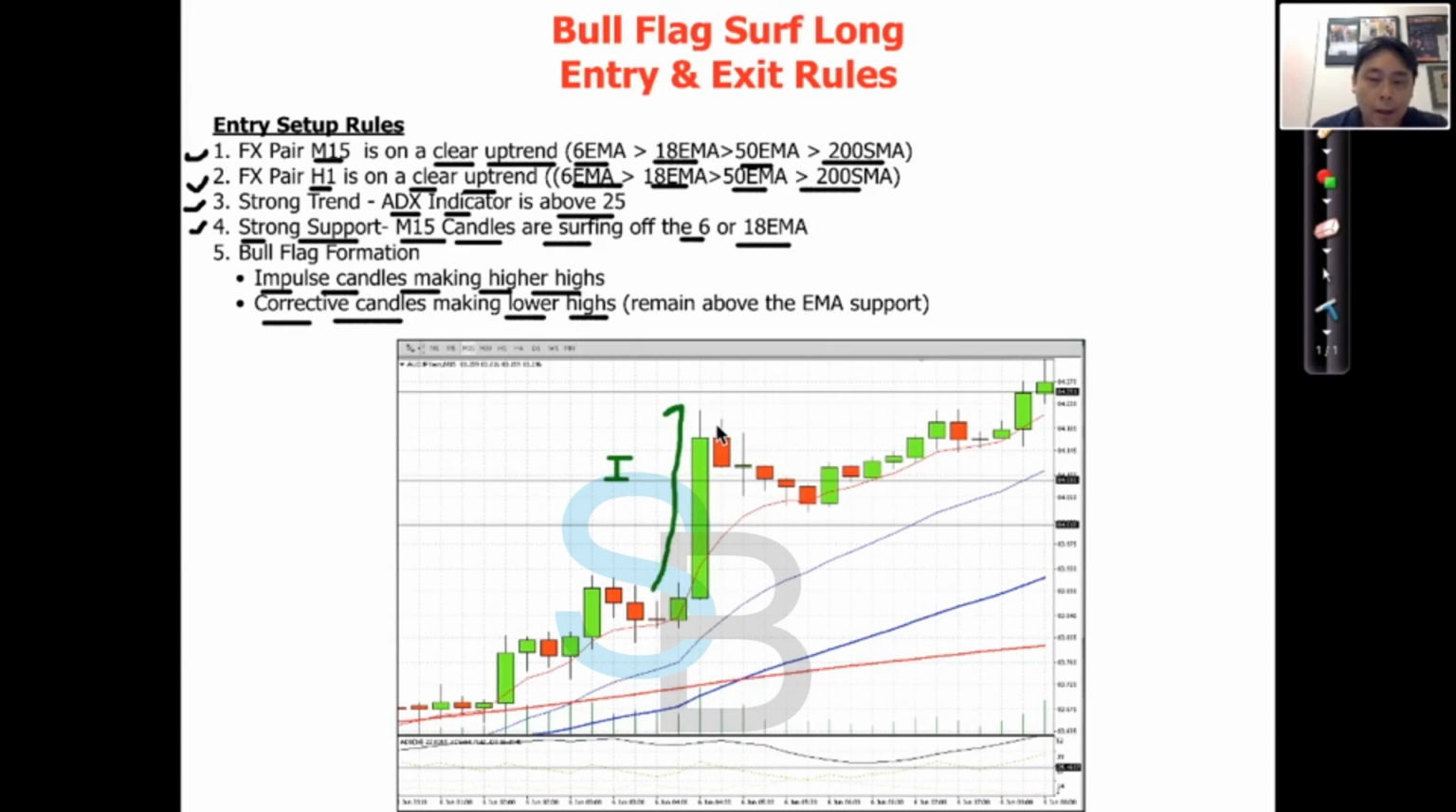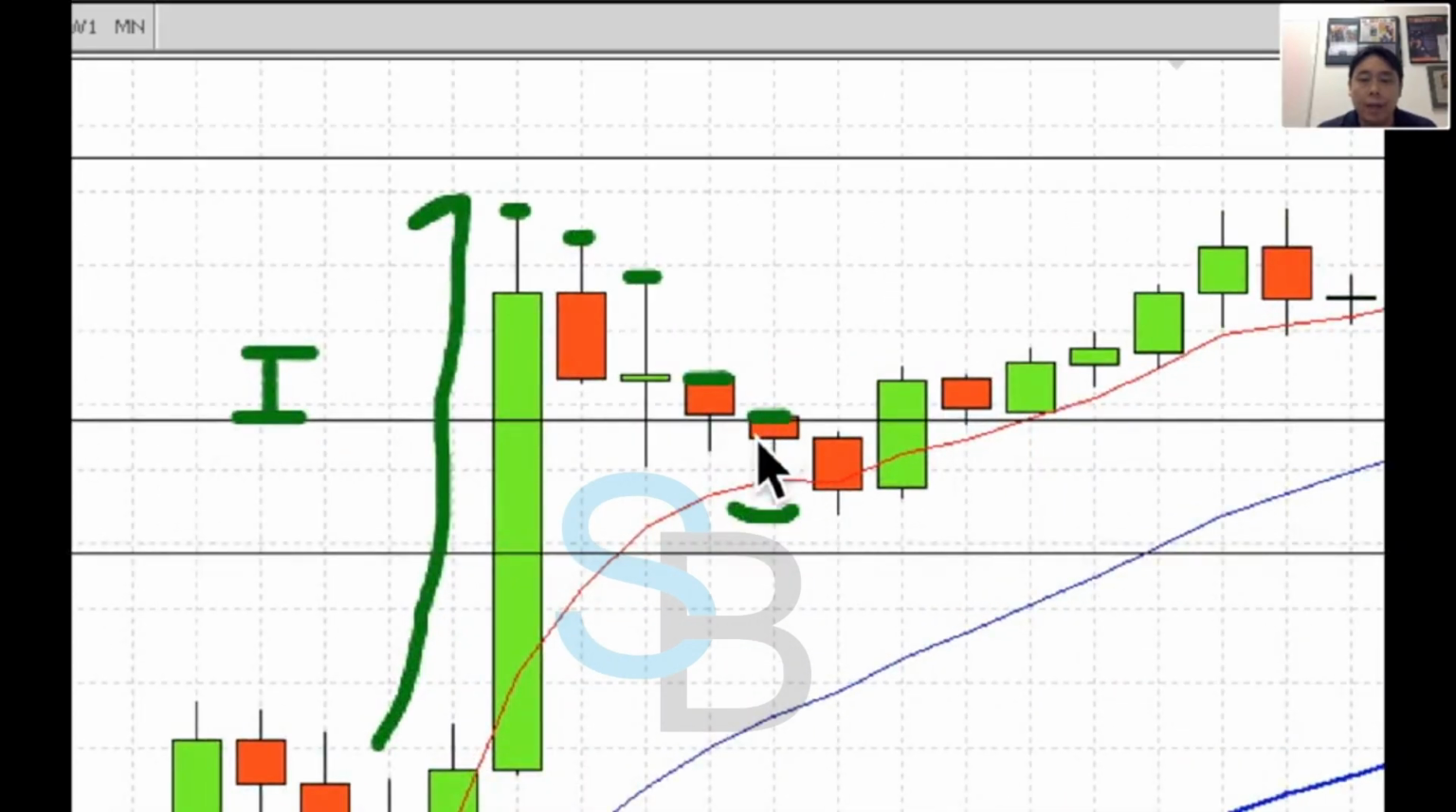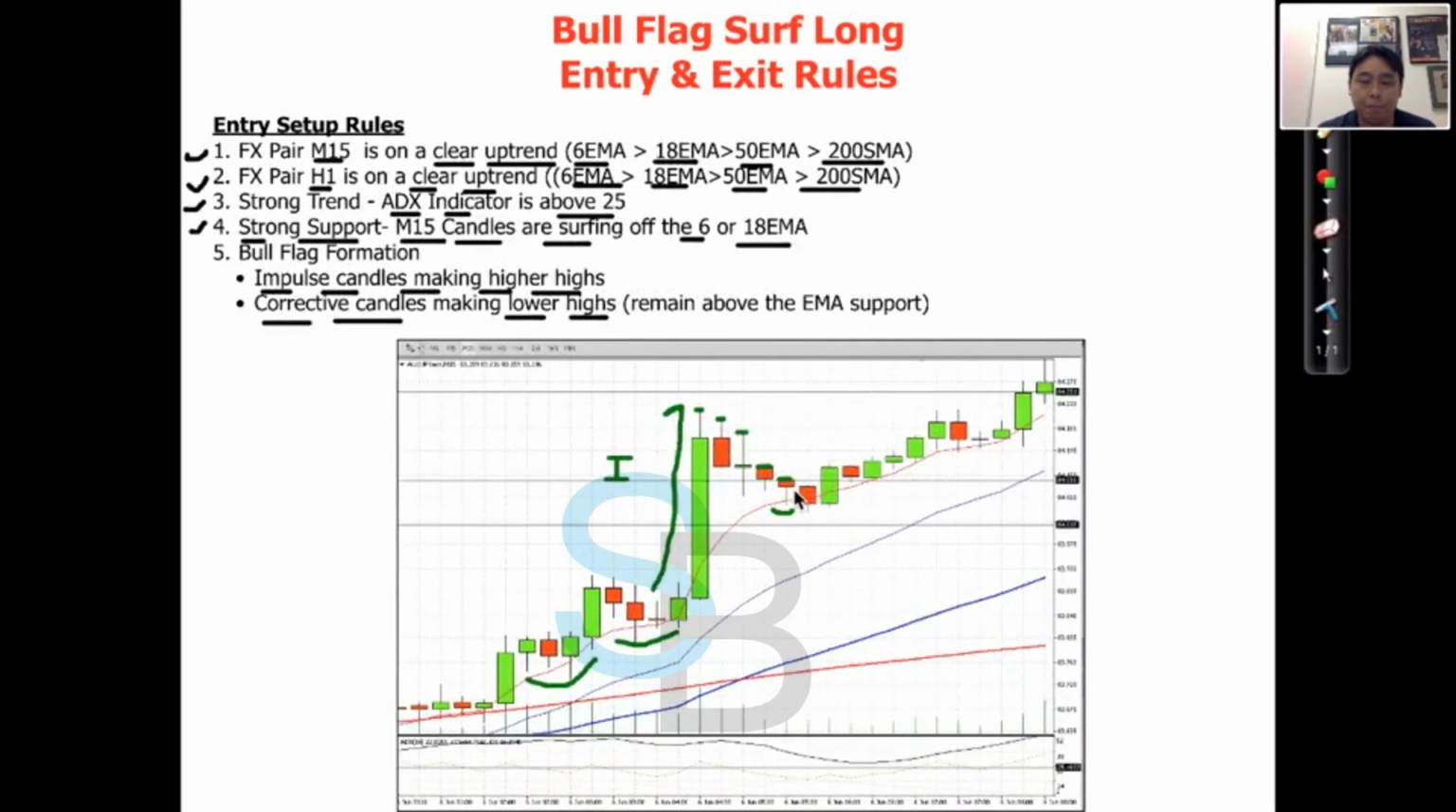All right. And once I have that, I want to see the corrective candles, right? So this high, lower high, lower high, lower high, lower high. So I'm looking for lower highs until it reaches, again, the 6 or the 18. So which one do I look for? In this case, you can see it's surfing the 6 moving average, right? It's surfing the 6. So I want to see it go to the 6. So in this case, this is the candle over here. You see this candle over here? That's the one that I'm looking for because it has reached the 6 moving average.